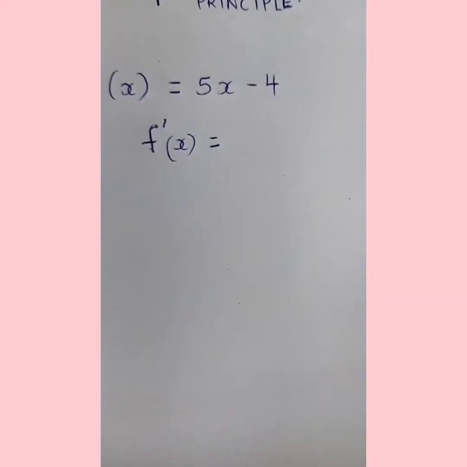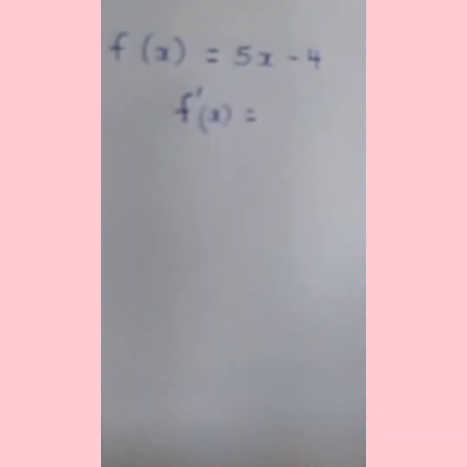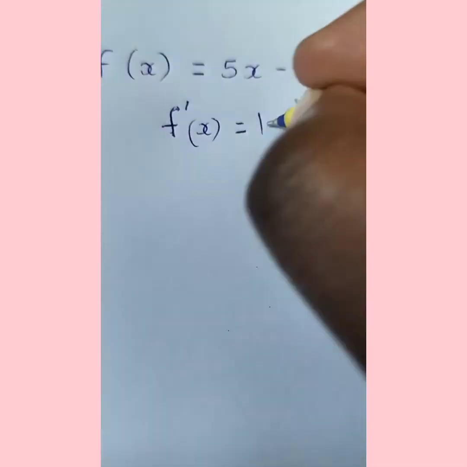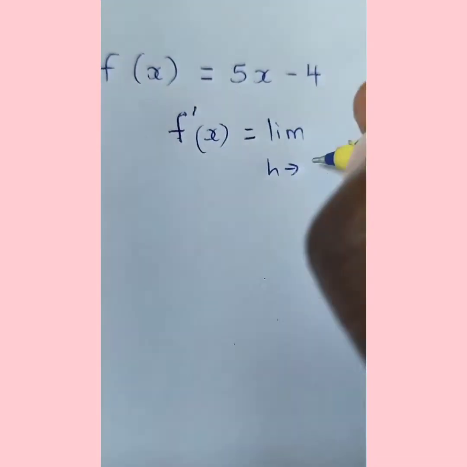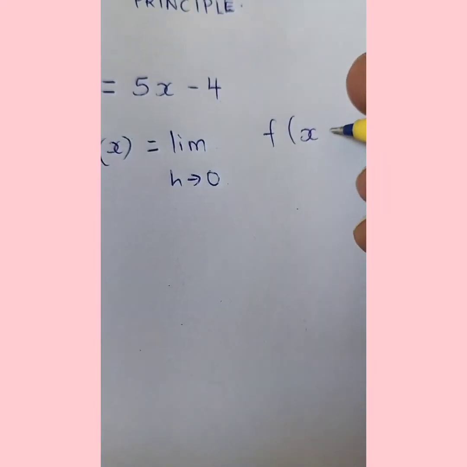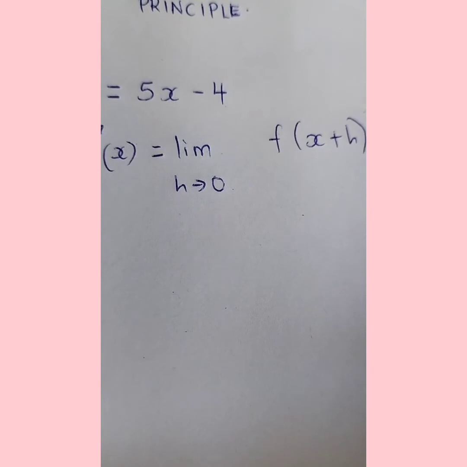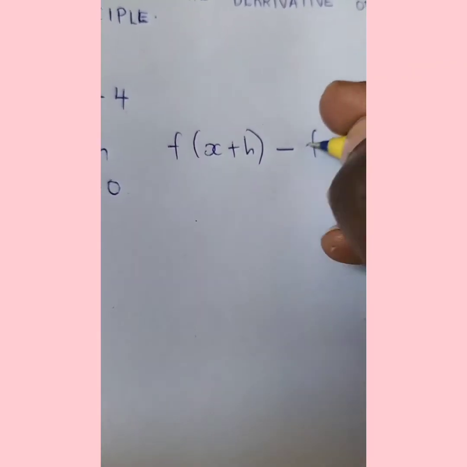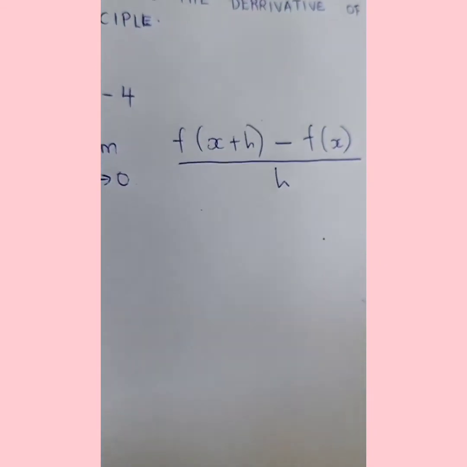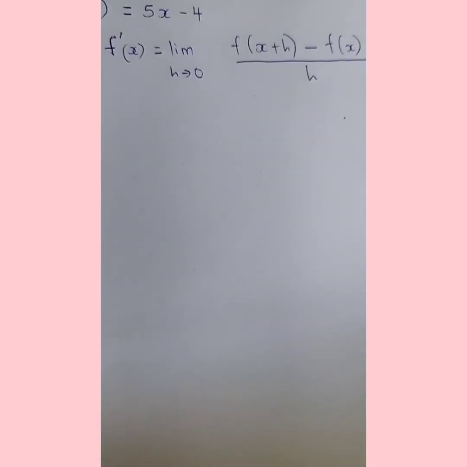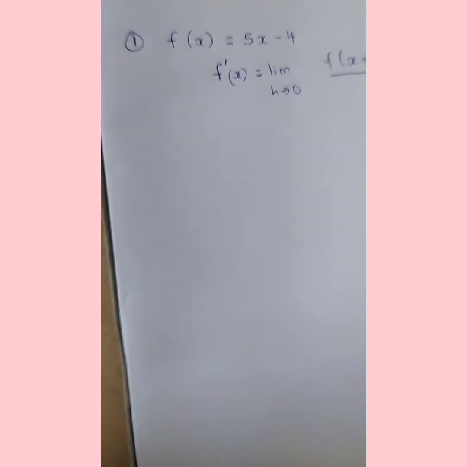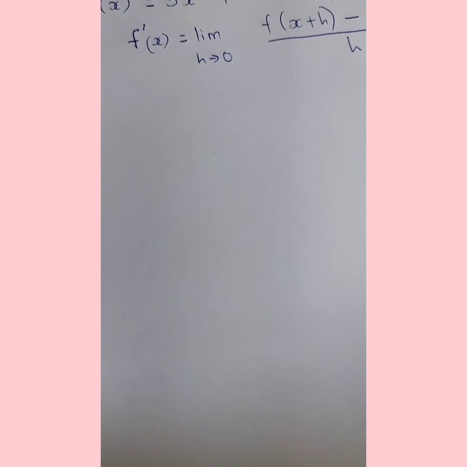We have this formula where, to get the derivative, we use the limit as h goes to 0 of the function that maps x plus h, you subtract the function that maps x, divided by h. That's the formula we are going to use for this type of question. This is how we approach it.